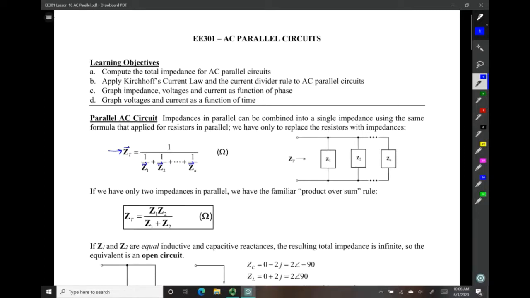Also, like the DC, when we have two impedances in parallel, we have the familiar product over sum rule. And that just states that the product of the two impedances divided by the sum of those two impedances will give us the parallel equivalent impedance for those elements.